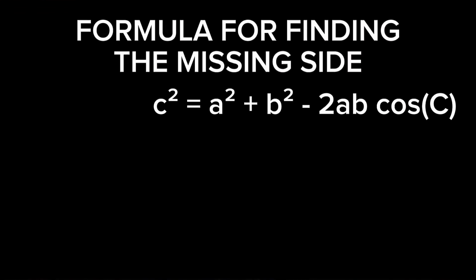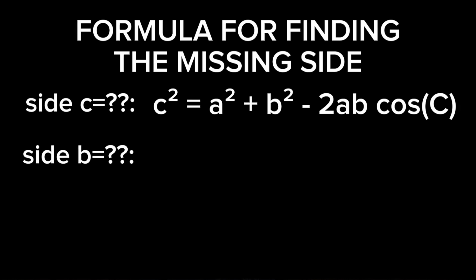There are two ways to solve a triangle by using the law of cosines: SAS, also known as side angle side, and SSS, also known as side side side. The SAS can be used when two sides and one angle are given, and SSS when all sides are given only. There are two different formulas for the law of cosines, one for missing sides and one for missing angles. The first formula for finding the missing side is c squared is equal to a squared plus b squared minus 2ab cosine C, if side c is the missing side.